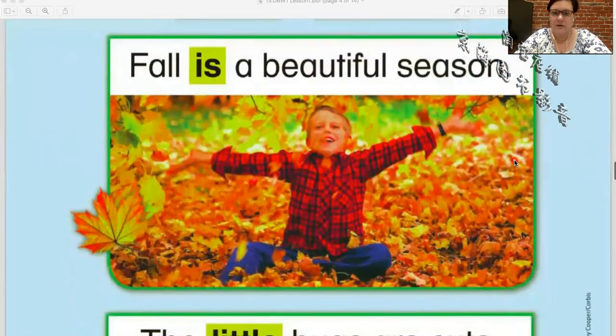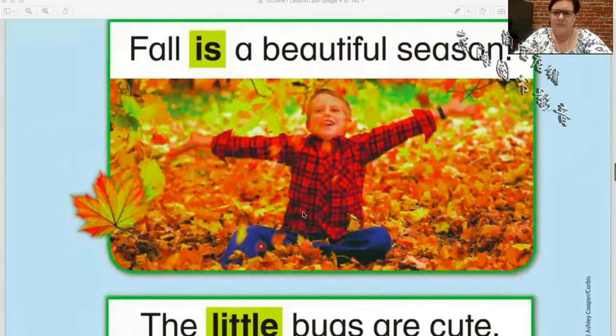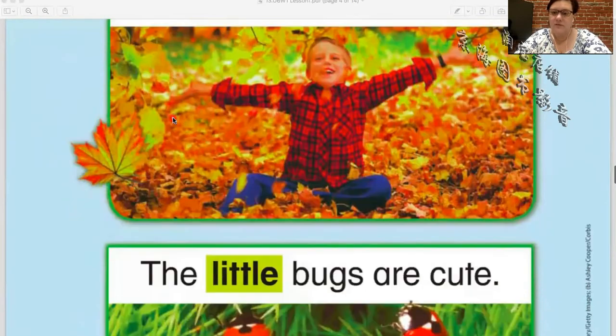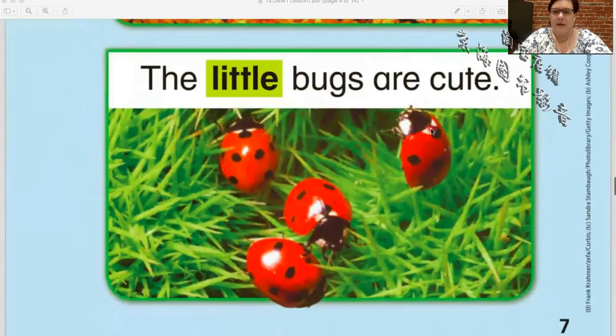Very good. Okay, let's keep reading. Why is it beautiful? Yeah, because all the leaves change colors, right? It's lovely. It's really fun to look at. Okay. The little bugs are cute. Okay. So the little bugs are cute. Very good. Okay. Can you read this sentence out loud to me? Nice job. The little bugs are cute. Very good. Okay. Excellent job reading.